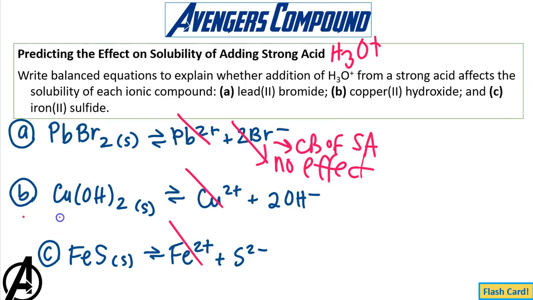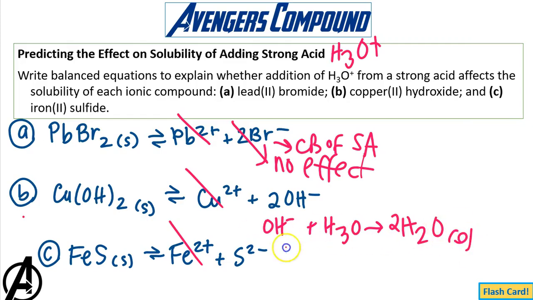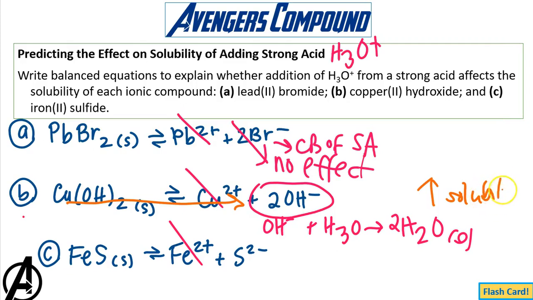Now let's move on to letter B. As you can see, we have 2 OH minus here. Will OH minus react with H3O plus? Yes, it will. So if you have OH minus and you react it with H3O plus, you're going to end up forming H2O. Okay? And so because you end up forming H2O, you're going to end up using up this 2OH minus. And so when you use up that 2OH minus, what's going to happen? The equilibrium has to shift to produce more of it. So the equilibrium will shift to the right here. And if the equilibrium is going to shift to the right, that means we are going to increase solubility, just like we saw before in our information.